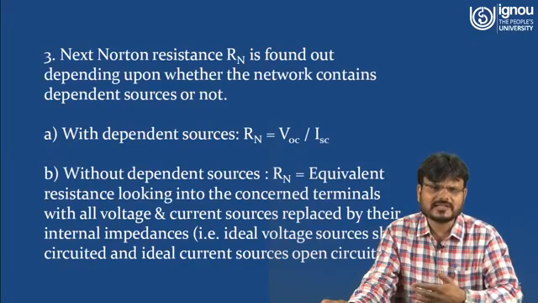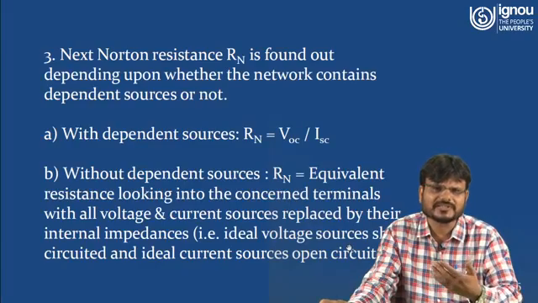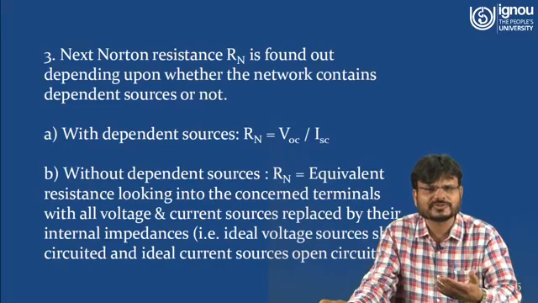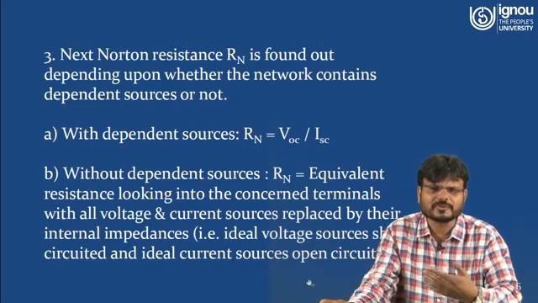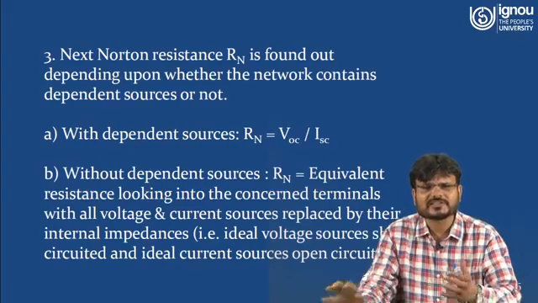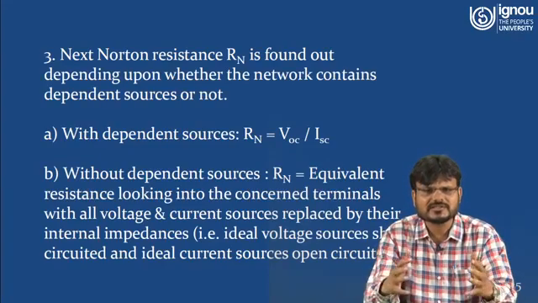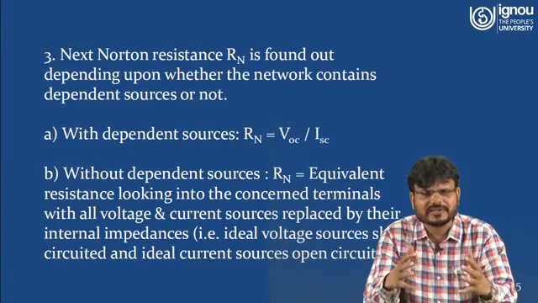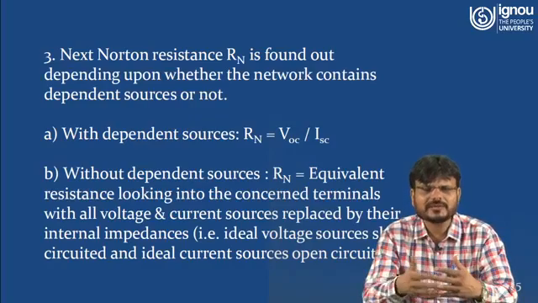As I am saying again and again, if there is an ideal voltage source, you have to replace it by a short circuit, because the internal resistance of an ideal voltage source is 0. If there is an ideal current source, then you have to replace it by an open circuit. Why open circuit? That means the internal resistance of an ideal current source is infinite. So infinite resistance can be replaced by an open circuit.